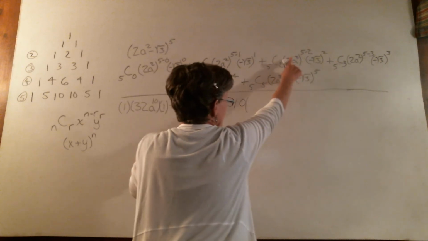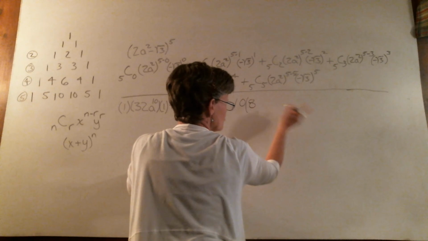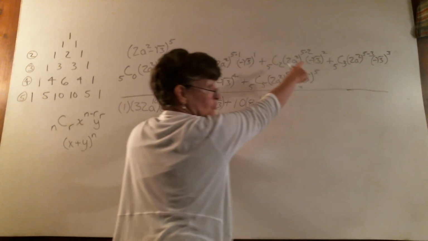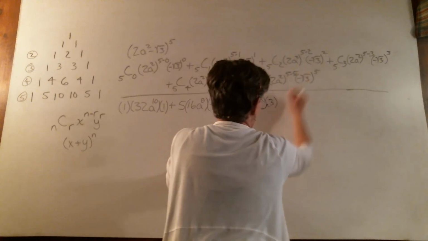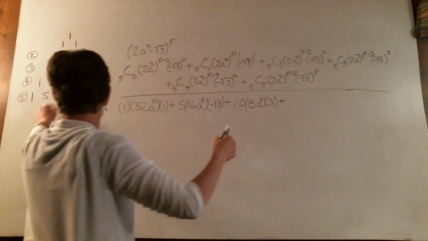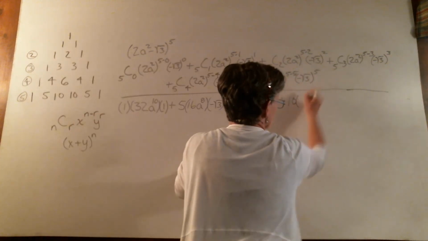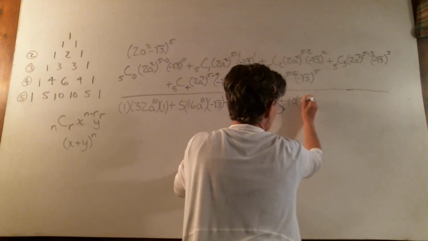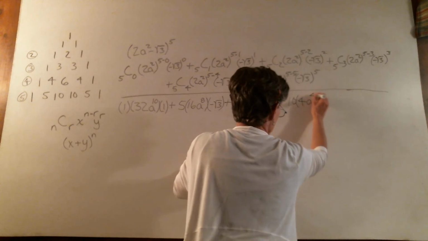And then 2a squared to the 3rd power. So 2 to the 3rd is 8. A squared to the 3rd is a to the 6th. And then negative square root of 3 squared is just 3. And then my next one, 5C3, is also 10. So 10. And then 2a squared to the 2nd. Well, 2 squared is 4. And a squared to the 2nd is a to the 4th.